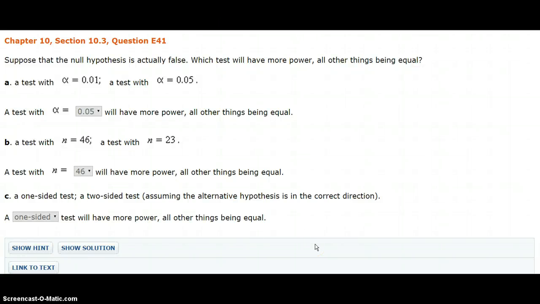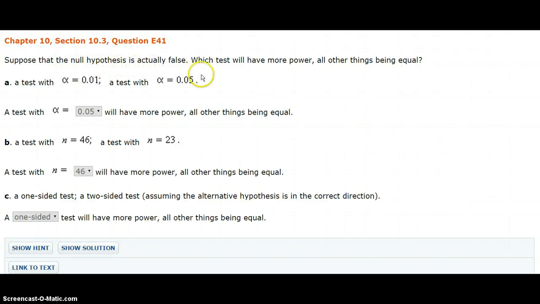Section 10.3, question E41, and we're supposing that the null hypothesis is false. Which test will have more power? So we really only care about power if the null hypothesis is false.